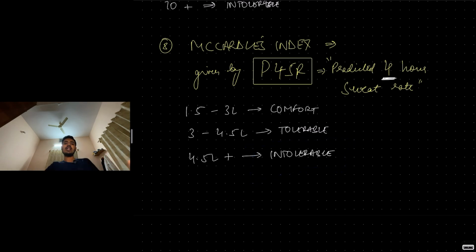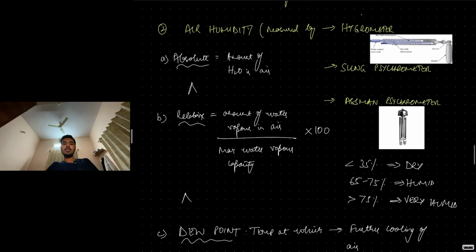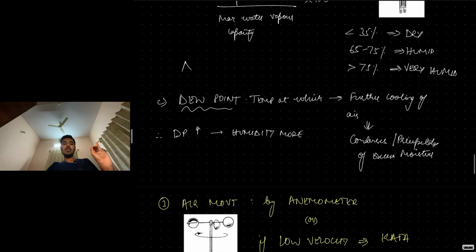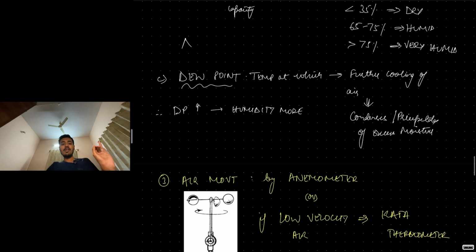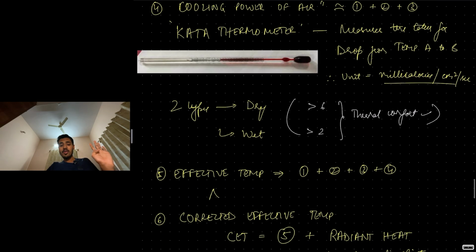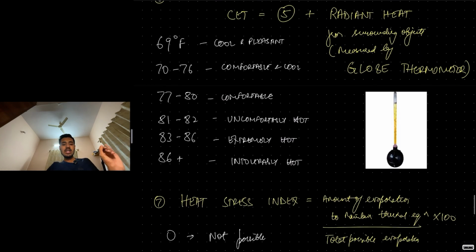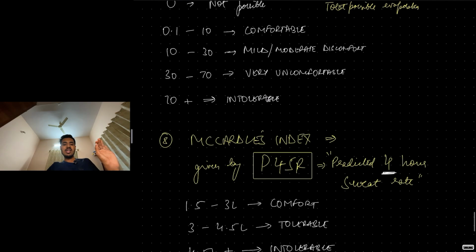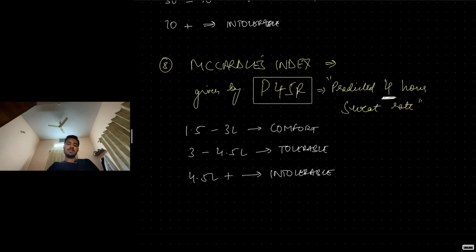So all the thermal indexes and thermal comfort: air temperature, air humidity, under which you have absolute, relative, and dew point; air movement, cooling power of air, effective temperature, corrected effective temperature, heat stress index, and McArdle's index. So that is it for thermal comfort.